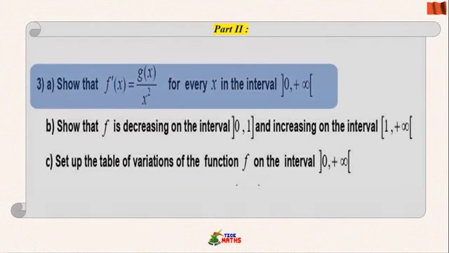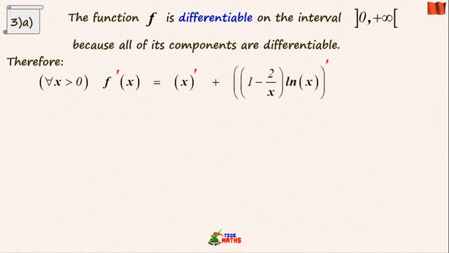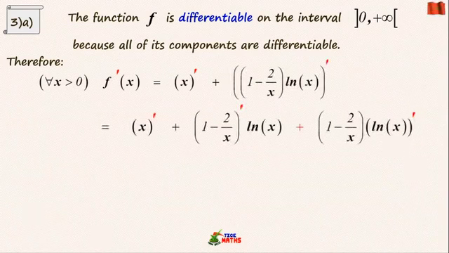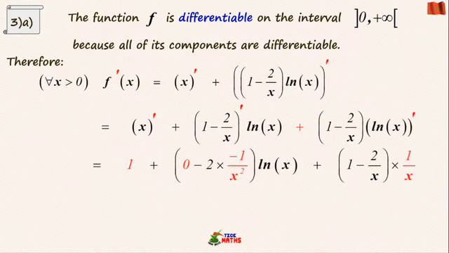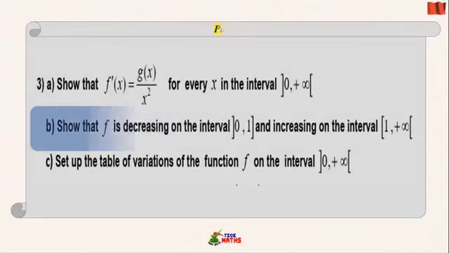In question 3, sub-question a, we note that f is differentiable on 0 plus infinity. Then we calculate f' of x using operations on derivatives and some usual derivatives like 1 over x prime equals minus 1 over x squared and ln of x prime equals 1 over x. Then we check that f prime of x equals g of x over x squared. Question 3b.